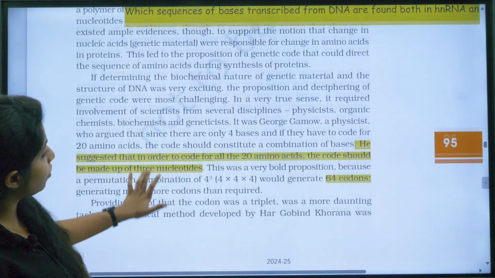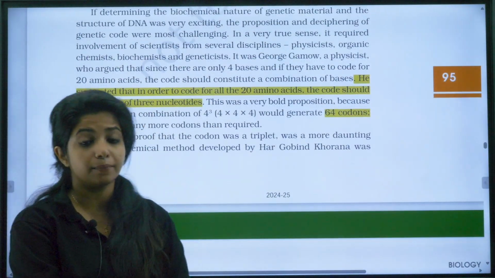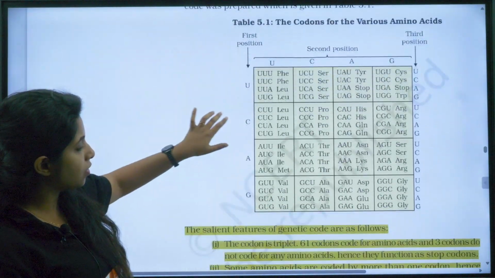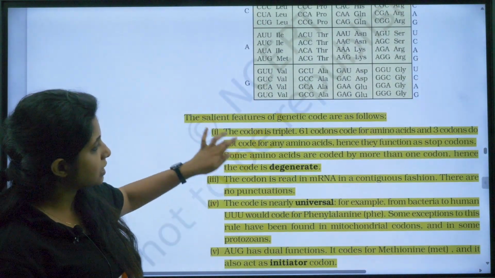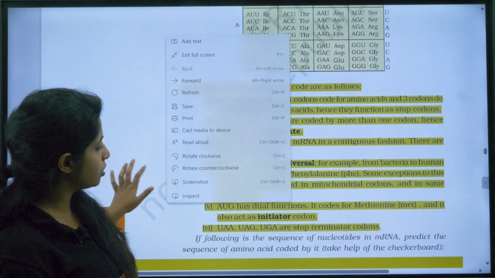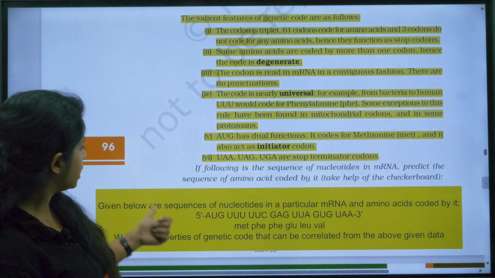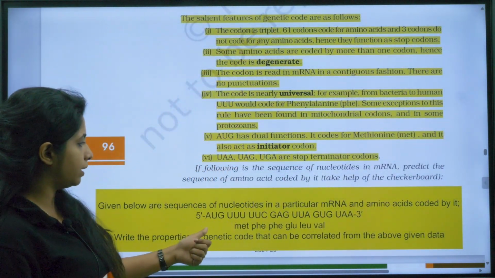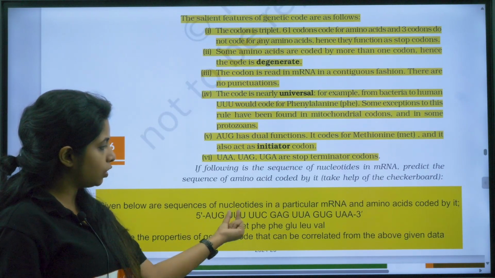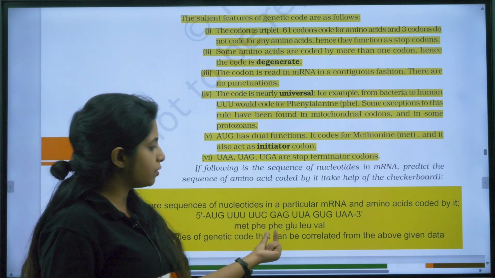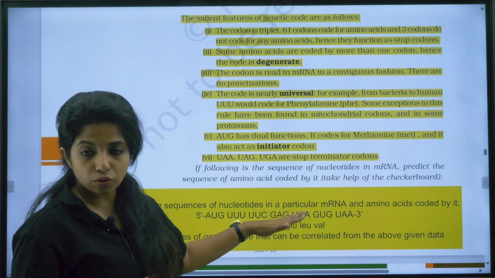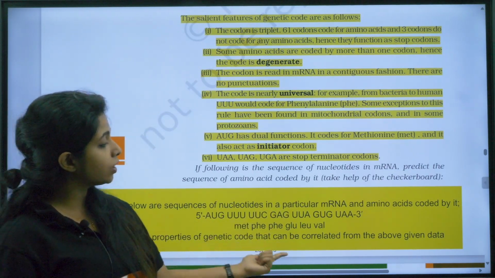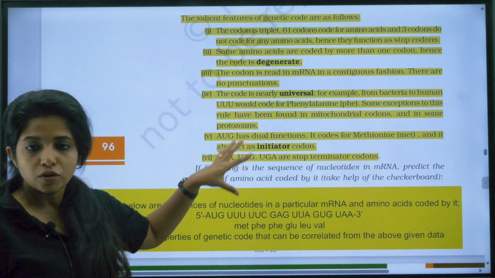Now you have this thing, genetic code. There are 64 codons, my dear children, and you have to remember this. Also, the salient features of a codon. How the question comes, they can give you something like this: given below is the sequence of nucleotides in a particular mRNA and the amino acids coded by it. They said AUG is there, methionine is there, UUU is there, phenylalanine is there, UUU is there, phenylalanine is there, GAG is there. Now write the properties of the genetic code that can be correlated from the above. So you have to tell.